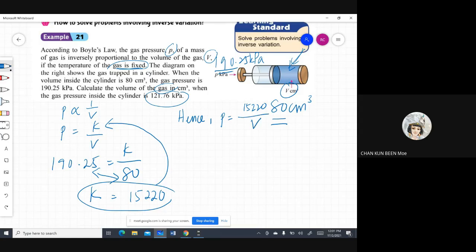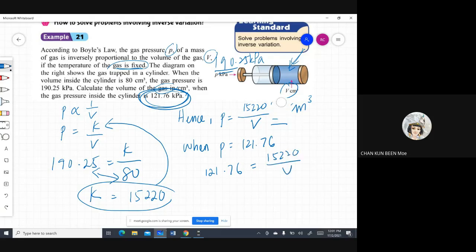Okay, now the new question given. When the pressure is 121.76, I write down first, when the pressure P is equal to 121.76. So you substitute the P, 121.76 equal to 15220 over V. You have to find the volume. So the volume is 15220 divided by 121.76. Therefore, the volume is 125. You can see the unit is cubic centimeters. Okay, so that's all for the problem solving.